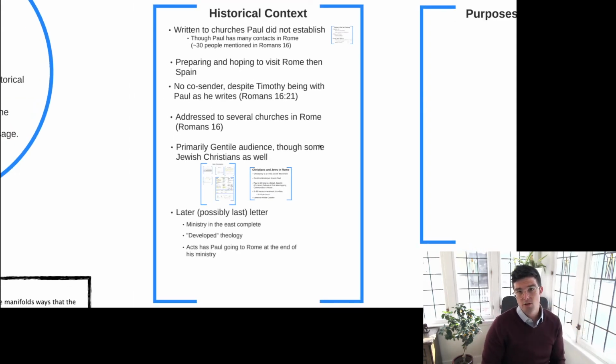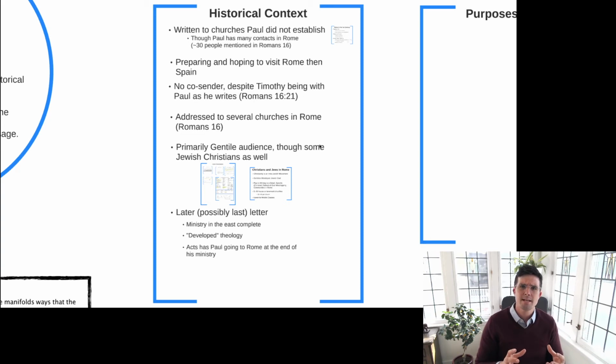Also, with respect to the historical context of Romans and Paul, we have Paul writing what might be his last letter. This depends on whether one accepts the pastoral letters, that is 1st and 2nd Timothy and Titus, to be written by Paul or not. If they are written by Paul, then Romans is probably not Paul's last letter. But if they are not written by Paul, then Romans is probably Paul's last letter.